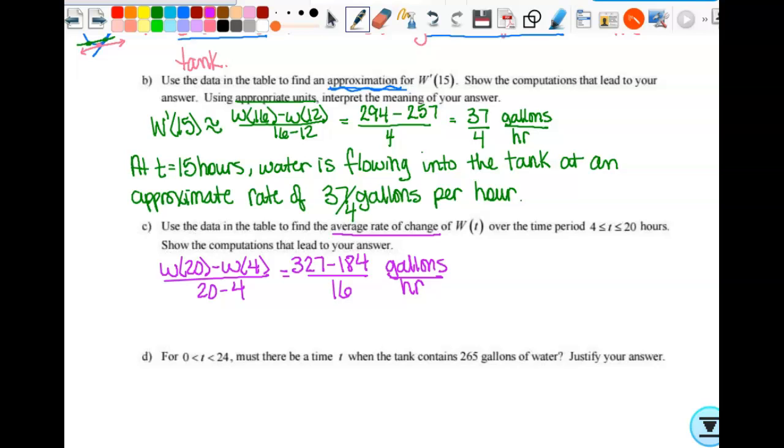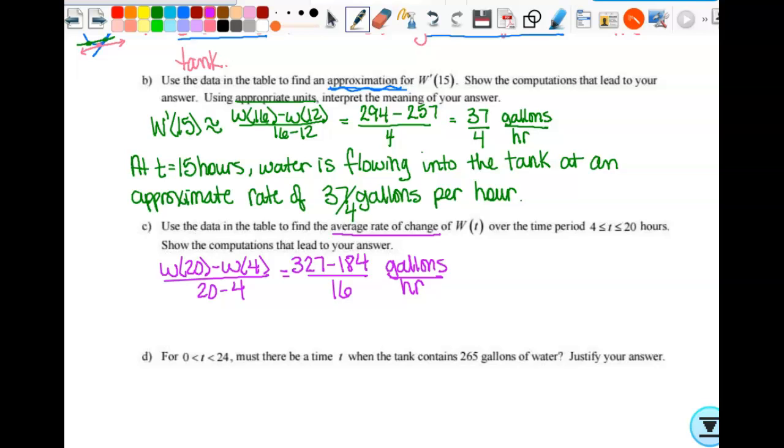Do I need to do anything else to this one? No, it says show the computations. That's why you have to show the computations. That's fine. Okay. We all good on that? Everybody good on that?